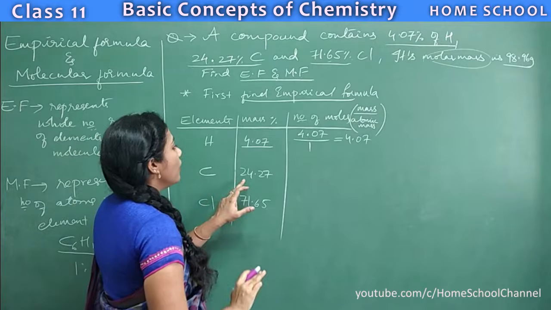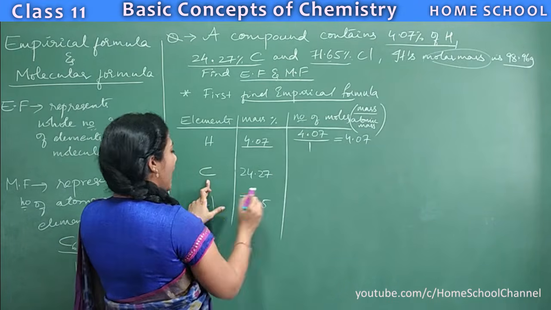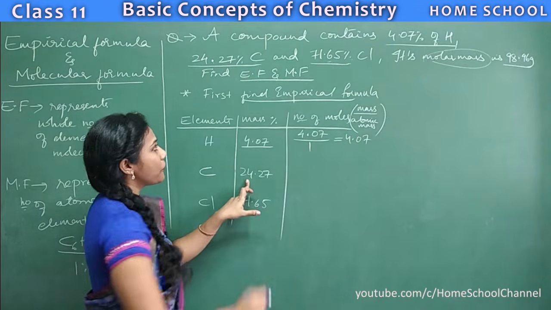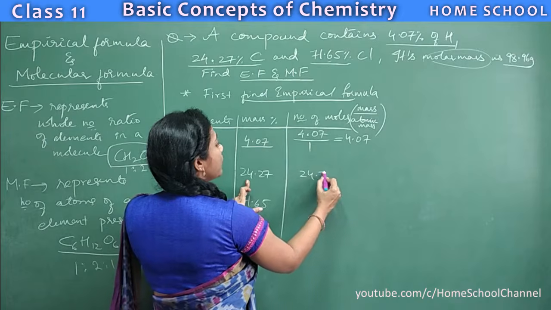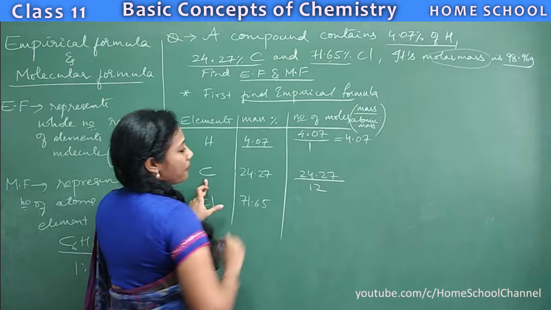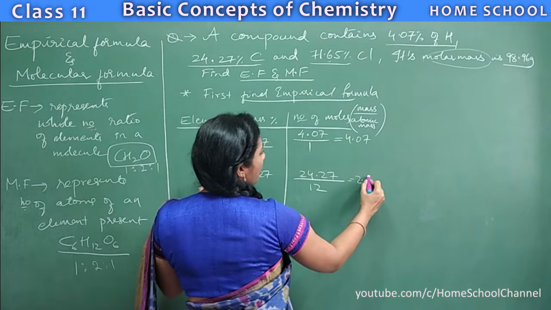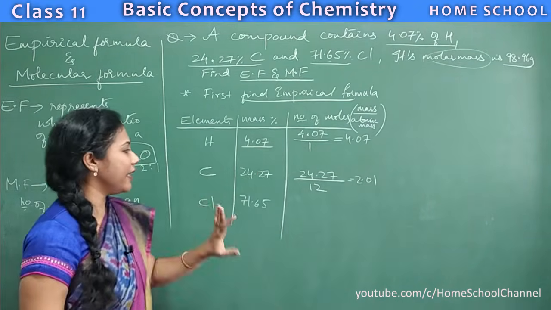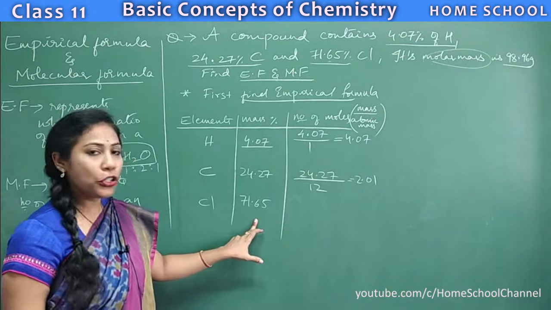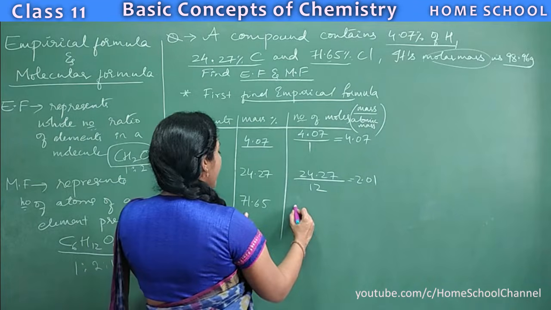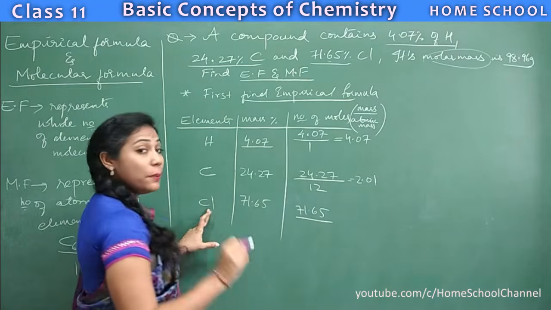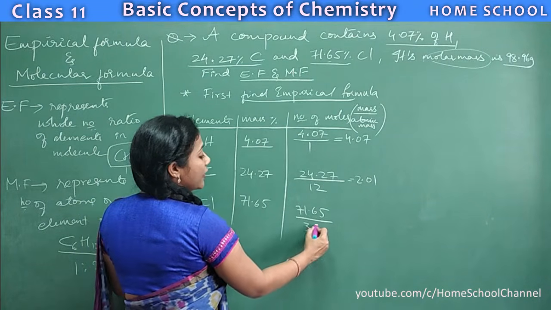Fine. Next one. The number of moles of carbon you need to calculate. For that the formula is mass by atomic mass. So the mass of carbon is 24.27, which they gave in the question, divided by the atomic mass of carbon, 12. So you would get around 2.01 something. Fine. And now let us go for calculating the number of moles of chlorine atoms. So what is the mass? 71.65, divided by the atomic mass of chlorine, 35.5.